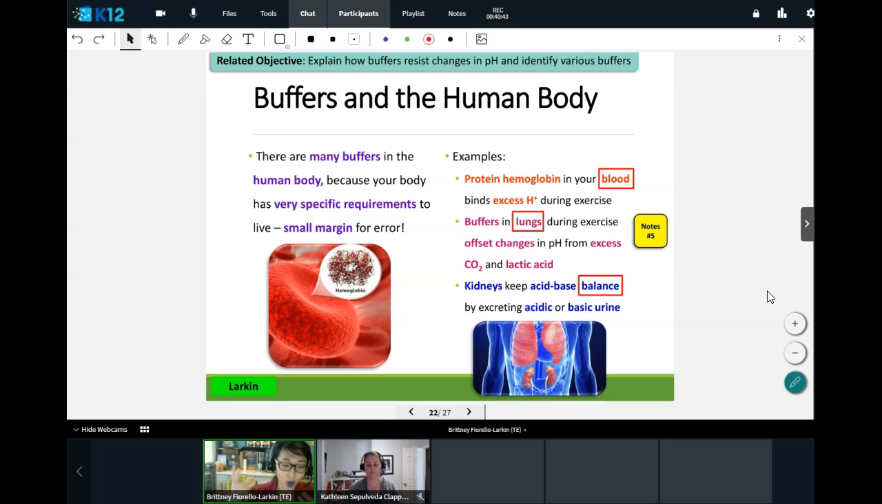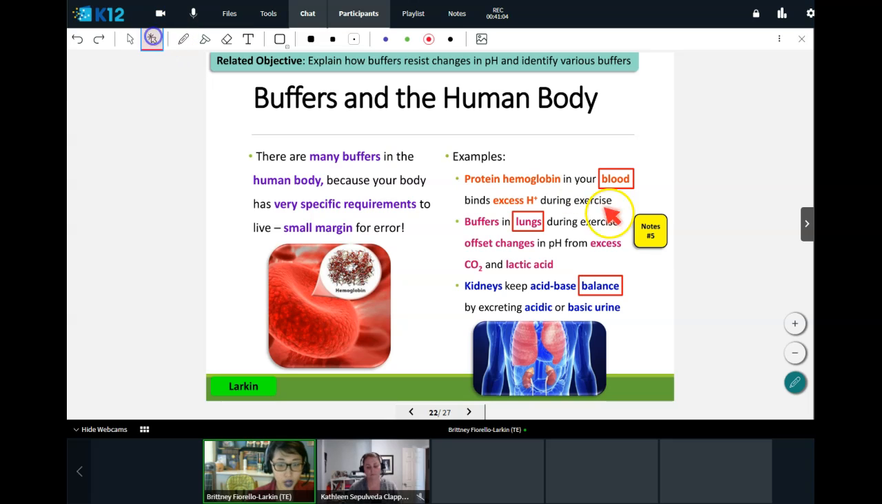Think about, for example, with fevers and your temperature. If your temperature increases in your body by 6 degrees, it can kill you. Or vice versa, if it decreases by 6 degrees, that's hypothermia, that can also kill you. All right, so in the same way, buffers help to prevent your body from becoming too acidic or too basic.